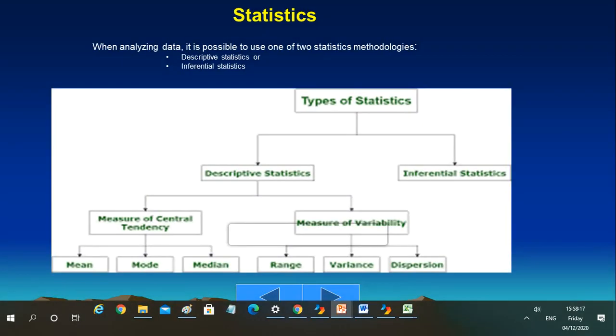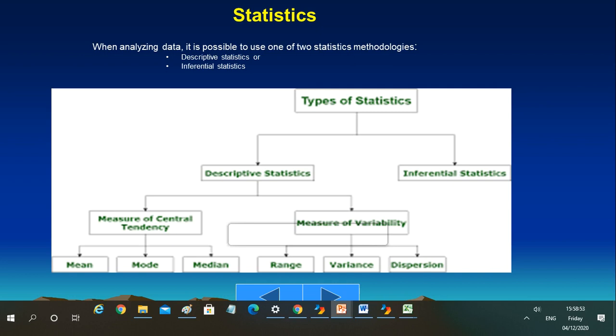Now, when analyzing data, it is possible to use one of two statistical methods. It may be descriptive statistics or inferential statistics. These are the two types of statistics. Now, when we talk about descriptive statistics, it can further be divided into two, that is measure of central tendency, and the second is measure of variability. Measure of central tendency includes mean, median, mode, etc., whereas measure of variability includes range, variance and dispersion.